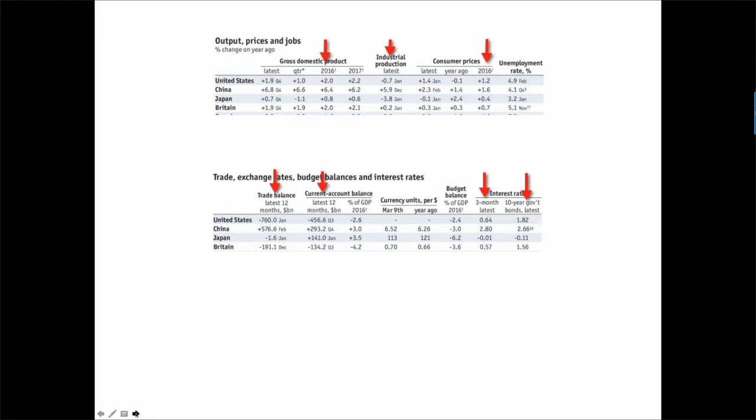This is from theeconomist.com, and I've put red arrows on the columns to pay attention to. We're going to be trading pound US, so we want to compare Britain and the US. Let's take a look at the very first thing, gross domestic product for this year. You can see that the US and Britain are both expected to have 2% growth this year.